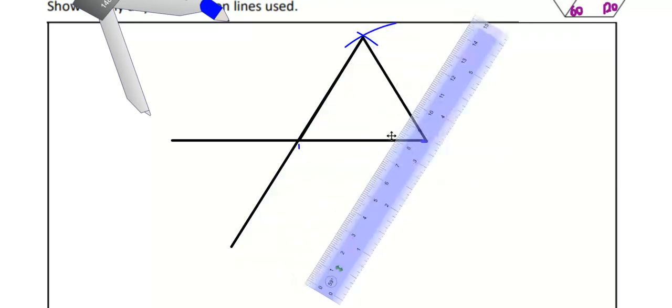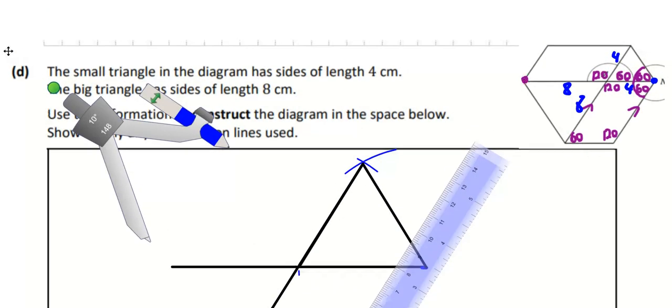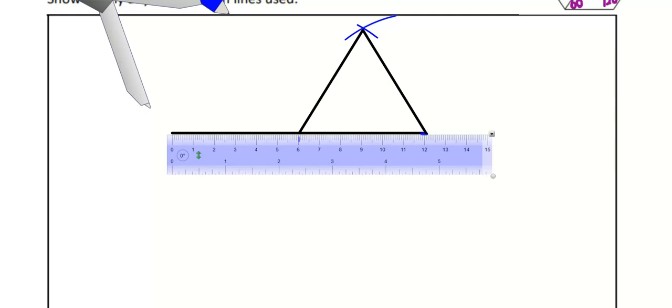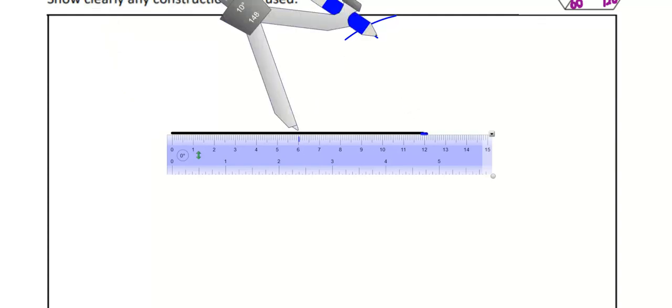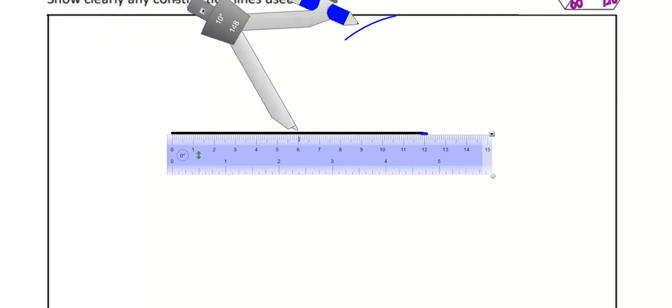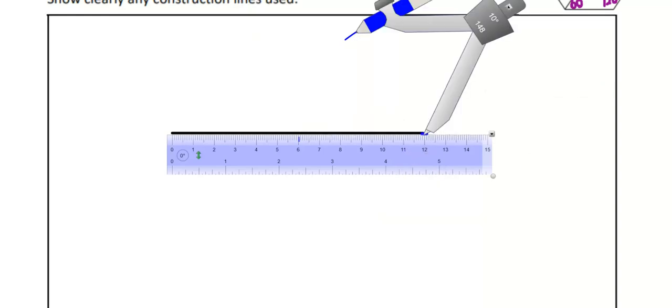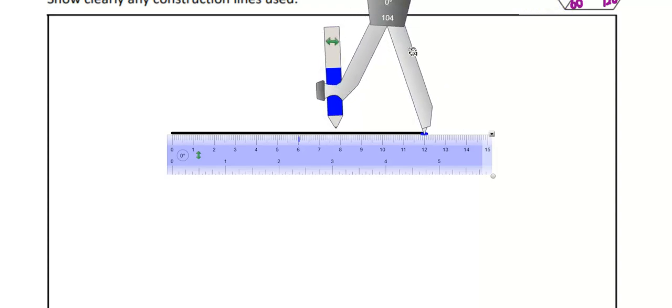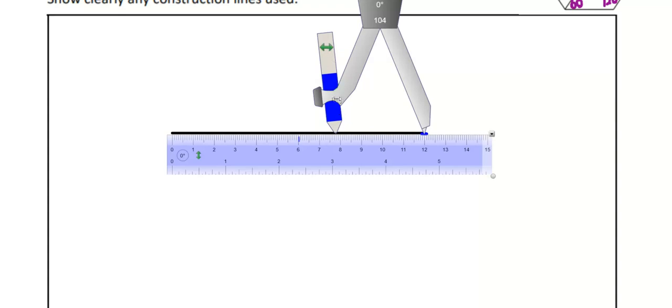Oh, so I make it 6 centimeters or 4 centimeters? Oh, my bad, lads. I'm going to go back to the start here. I made it 6 centimeters, not 4 centimeters. Foolish me. So we'll try this again. My fault. I meant to make it 4 centimeters, not 6 centimeters. So this is the 4 centimeter mark here.